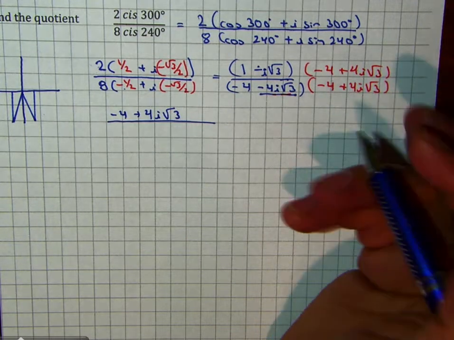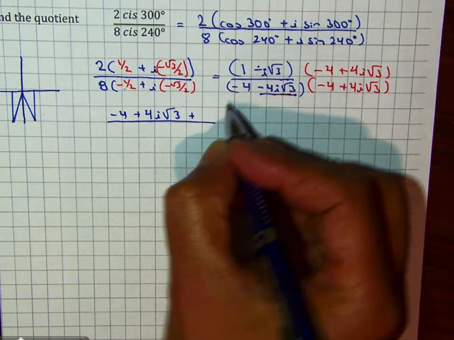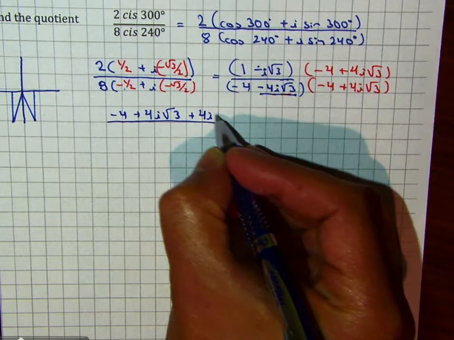So, got it? Let's continue. Negative times negative is a positive. We have a 4. We have to be careful. We have an i, and we have a square root of 3.